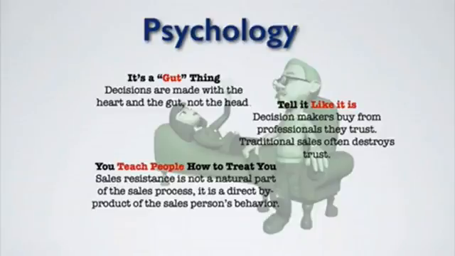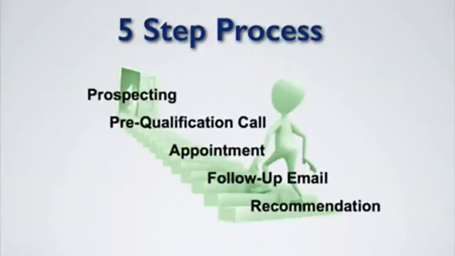So the 5-step sales process really comes down to, first of all, prospecting. You have to have prospects and business owners to speak to, or you're not going to be in business very long. So you have to come up with your prospecting methods. You can prospect by networking, and you can network in a number of different places, at chambers, at Rotary, at civic organizations.